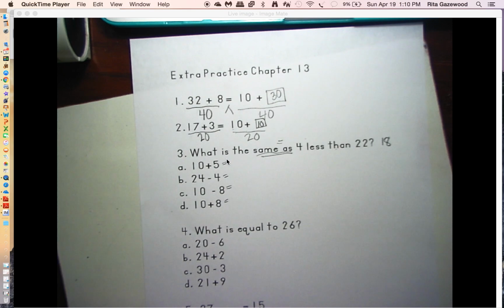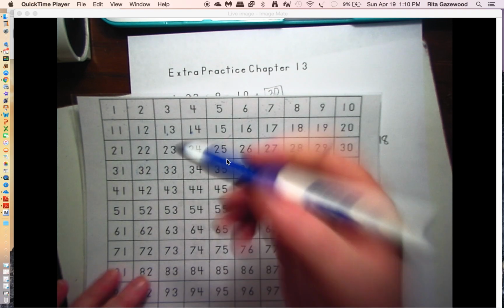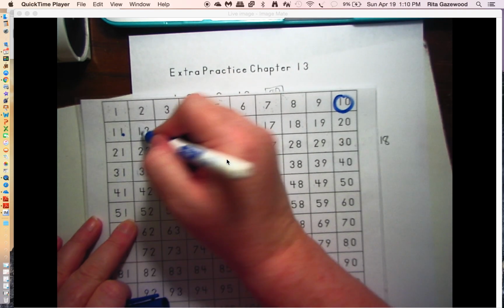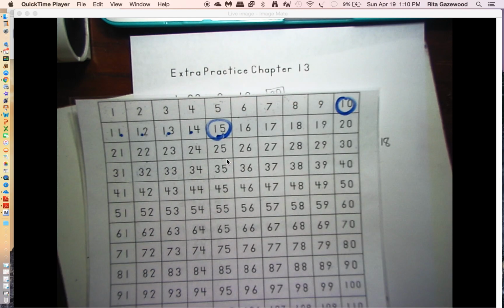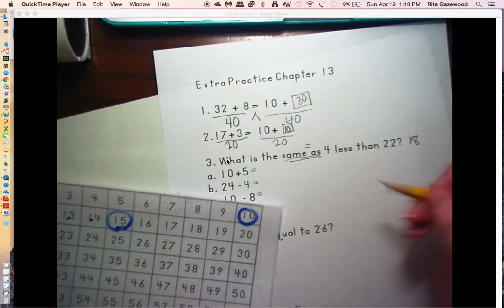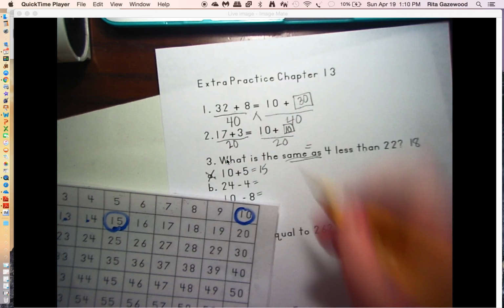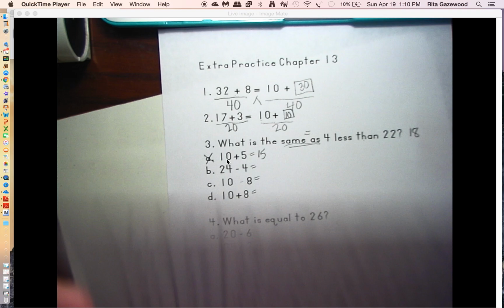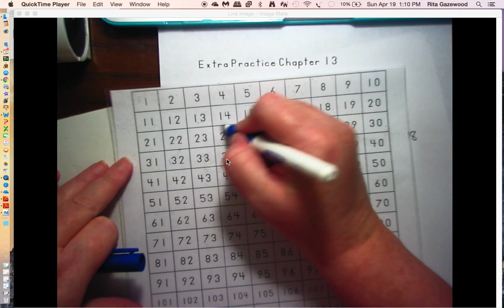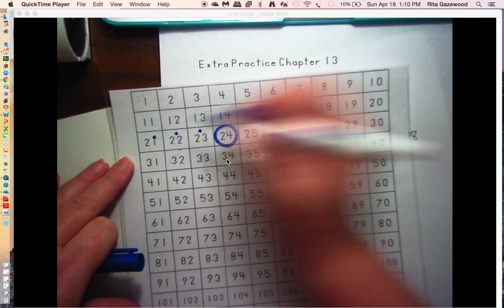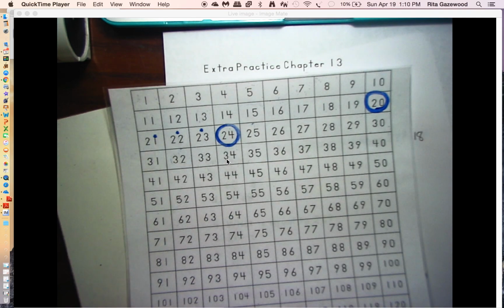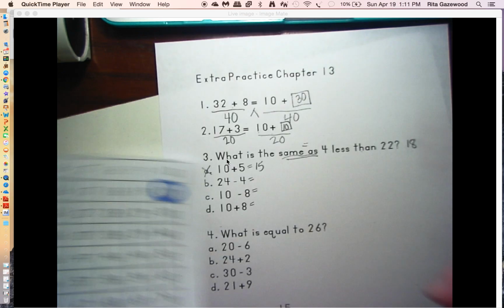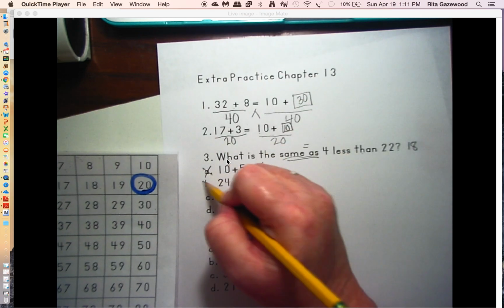Which one of those? How much is 10 plus 5? Let's try it. 10, 1, 2, 3, 4, 5. What does that equal? 15. So not that one. What about 24 minus 4? Let's go to 24. When we minus, remember we are counting back. So 24 minus 4. 1, 2, 3, 4. Oh, so 24 minus 4 equals 20. Well, that's not 18 either, so I'm going to cross that one out.